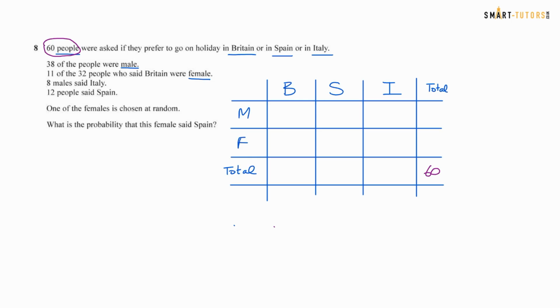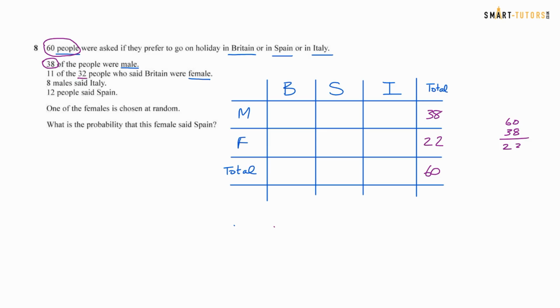So the total of male and female and the total of Britain, Spain and Italy all together is 60. So I have marked here and I put a circle there. 38 of the people were male. So total male is 38. I got an idea. So 38, I can easily fill up this one. So 60, take away 38, it's 22. I can quickly mark it here. So total female is 22.